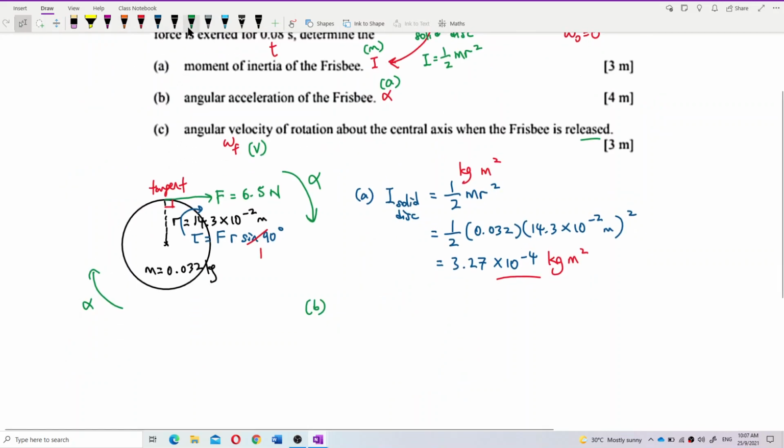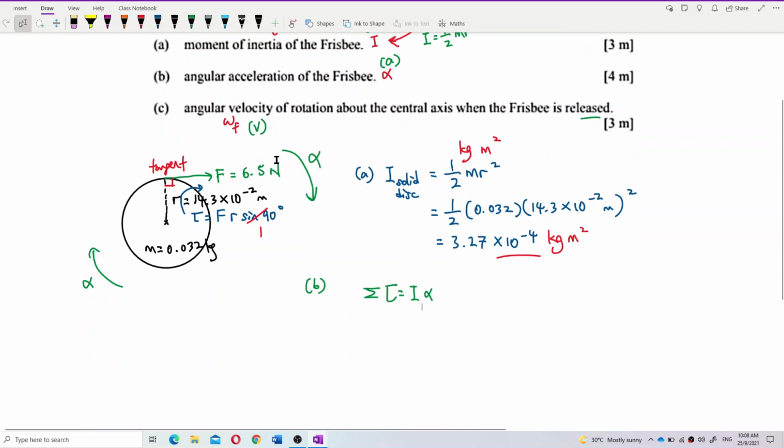Okay, so let's do the question. Total torque equals I alpha. Alpha is clockwise, and this torque also will make this thing rotate clockwise. So this torque is in the same direction as alpha. Same direction as alpha, we put positive. Opposite to alpha, we put negative. So this is a positive torque.